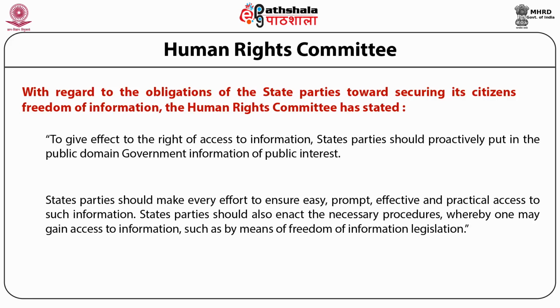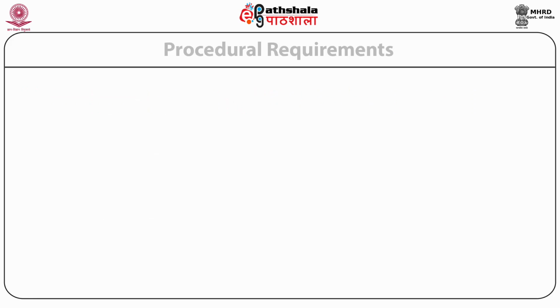there should, in fact, be, if possible, legislation whereby this information is put out in the public domain in all the member states. State parties should make every effort to ensure easy, prompt, effective and practical access to such information. States parties should also enact the necessary procedures whereby one may gain access to information, such as by means of freedom of information legislation. So, what are the procedural requirements that need to be satisfied to have an effective right of information in state parties? Basically, here's what Article 19 states.